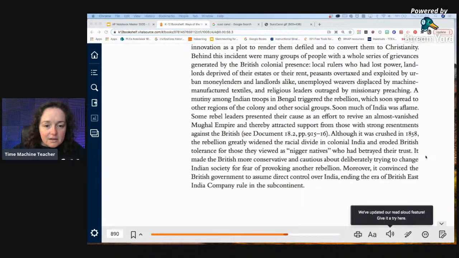It made the British more conservative and cautious about deliberately trying to change Indian society for fear of provoking another rebellion. Moreover, it convinced the British government to assume direct control over India, ending the era of the British East India Company rule of the subcontinent. So the result is Britain tightens up their rule.